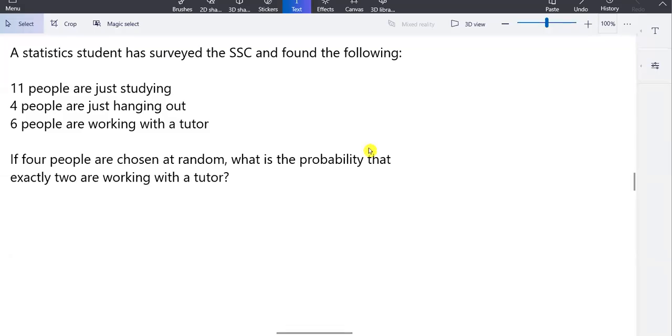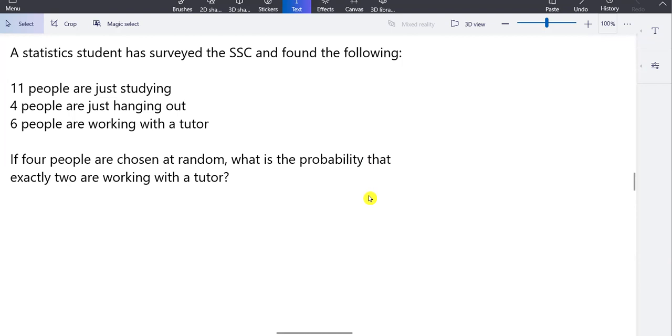In this video, we're going to look at the following question. A statistics student has surveyed the SSC and found the following. 11 people are just studying, 4 people are just hanging out, and 6 people are working with a tutor. If 4 people are chosen at random, what is the probability that exactly 2 are working with a tutor?